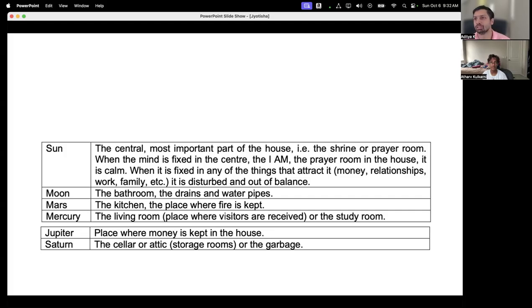I was told that we only have 2 or 3 classes here. But if anybody is interested to go deeper into these details, we can set up a separate class outside of this. But basically, Bruhat Jataka of Varaha Mihira, or in English, you can read the works of Alan Leo. Okay. Any other questions?